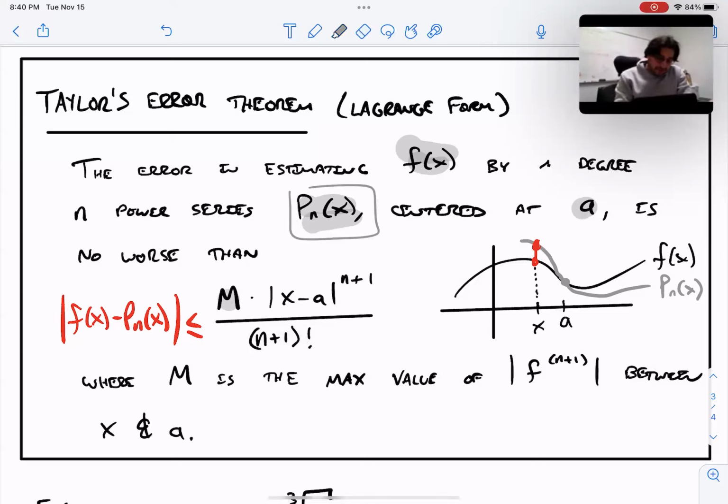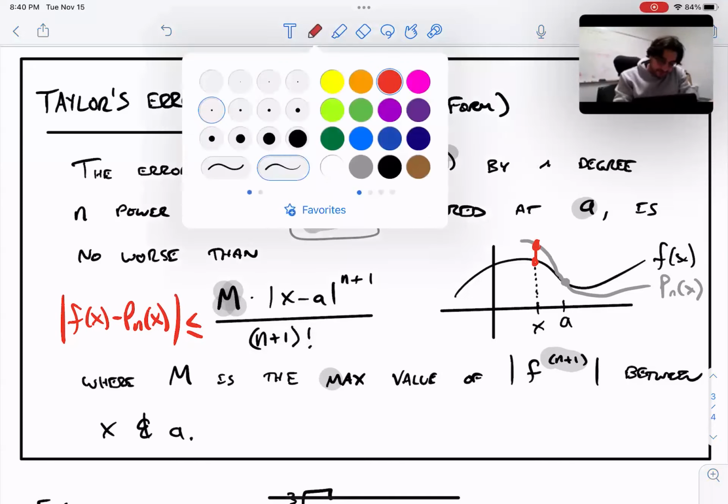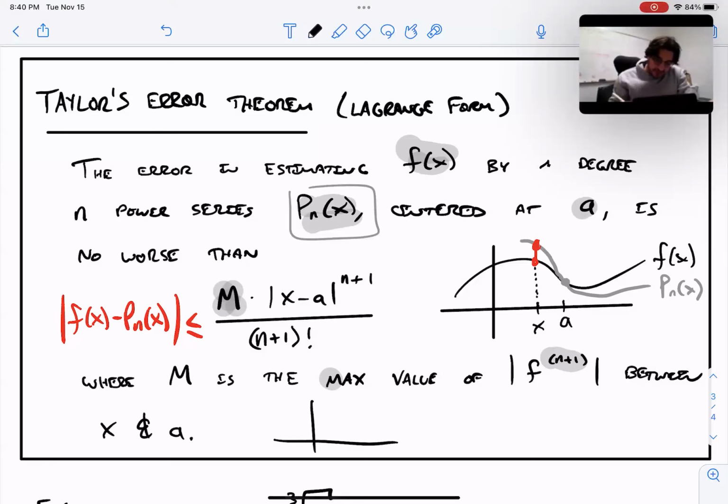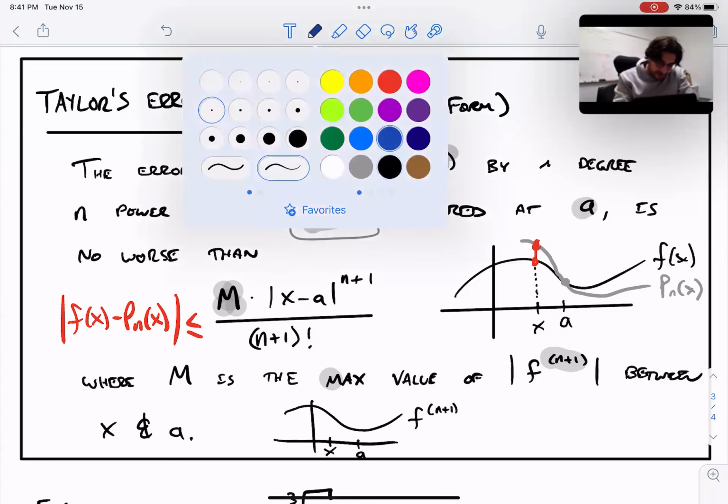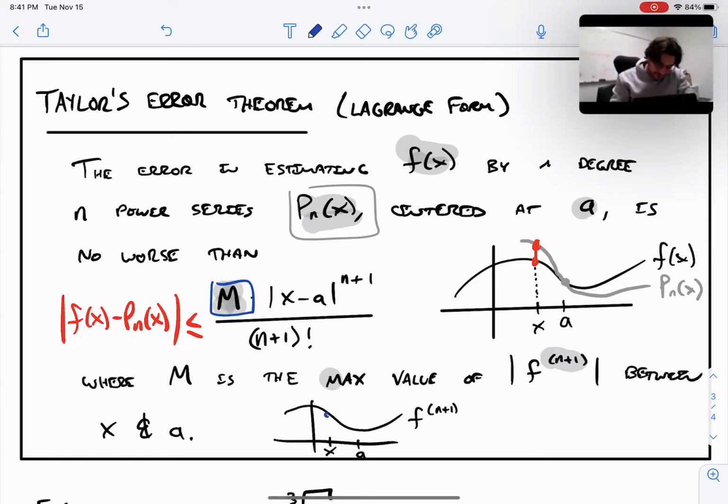Now, the most cryptic term in our estimate is M. What does M stand for? It stands for the max: the max value of the n plus 1 derivative in absolute value between x and a. So you take your function f, take n plus 1 derivatives, take its absolute value, graph that, and then look at that x value and that a value that you're trying to compute. M then becomes whatever the max is on that interval.